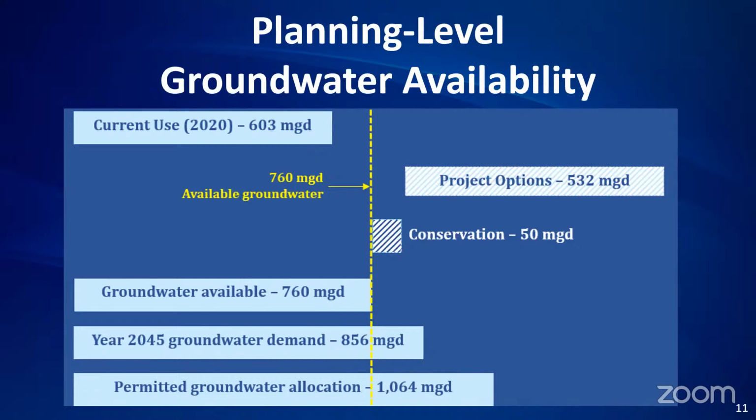Based on the 2020 analysis, it was anticipated that we could exceed our fresh groundwater availability by 2025. To help meet the needs of the projected 2045 groundwater demand of 856 million gallons per day, project options and conservation potential will be evaluated and updated. Shown here are the 2020 Regional Water Supply Plan identified alternative water supply project options in the amount of 532 million gallons per day and conservation potential in the amount of 50 million gallons per day. The project options and conservation will be updated for the 2025 plan.